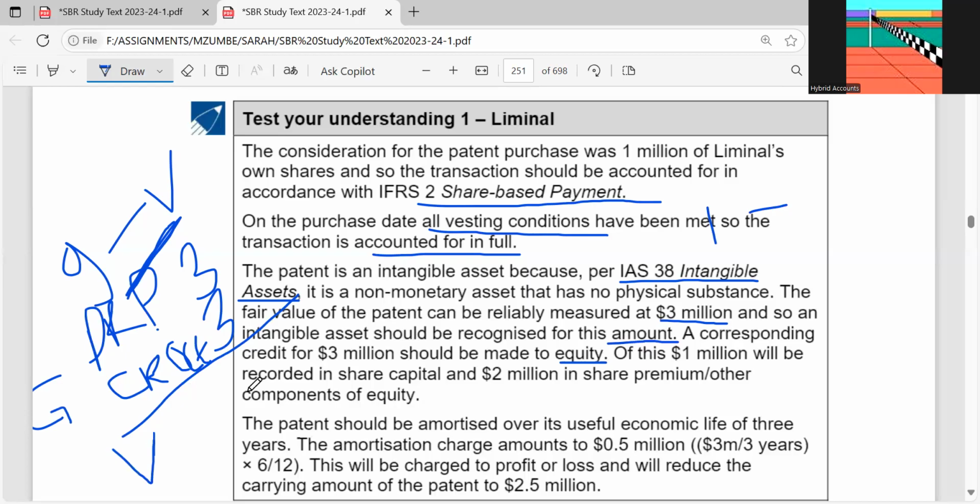Entries, which should be this way right now. We go and remove this credit of other components of equity. So we reverse it, so we say debit. We debit other components of equity at 3 million.